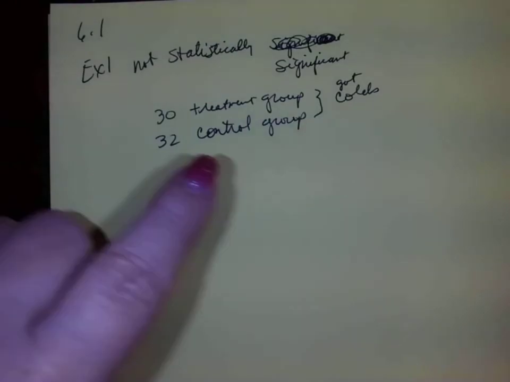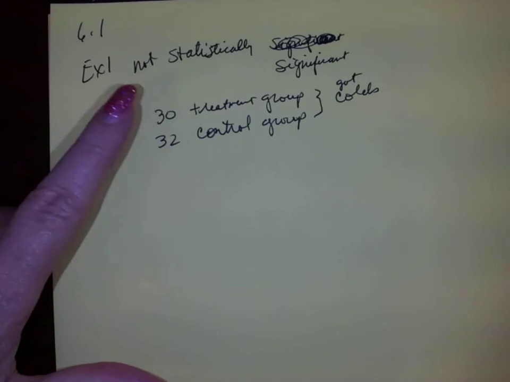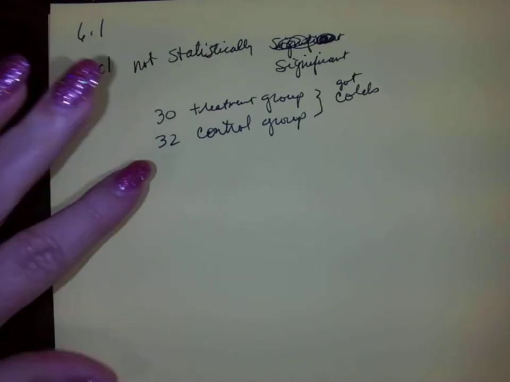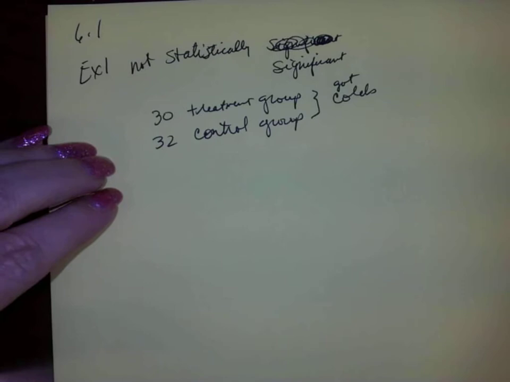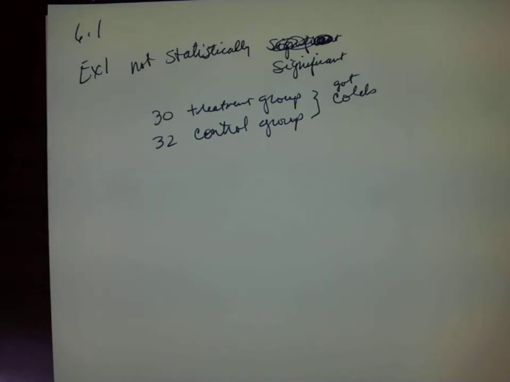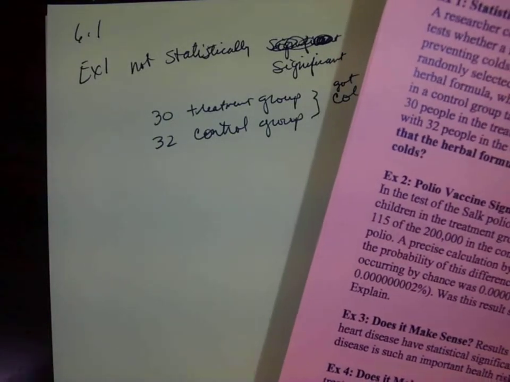You could even take 30 out of 100 and 32 out of 100 and do some of the comparison, because you had 100 in each one, to see what the percentage is, and you'll find that those percentages are really close. So you could even do a little bit of math there.